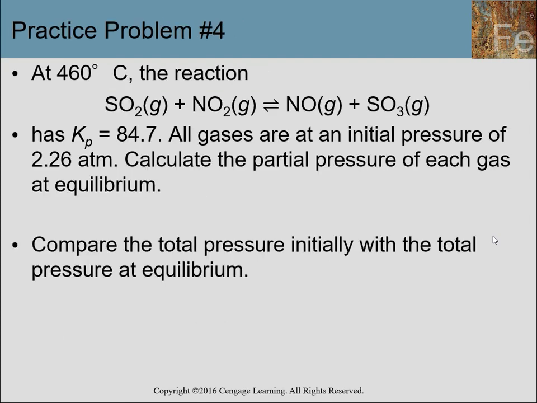And this one's actually going to use the K, which way gets the plus and which way gets the minus, resulting in the Kp. I've got a reaction where sulfur dioxide and nitrogen dioxide are in equilibrium with nitrogen monoxide and sulfur trioxide, and everything's a gas. Initially I put all of my components at 2.26 atmospheres. I intentionally make everything 2.26 atmospheres to start off with.